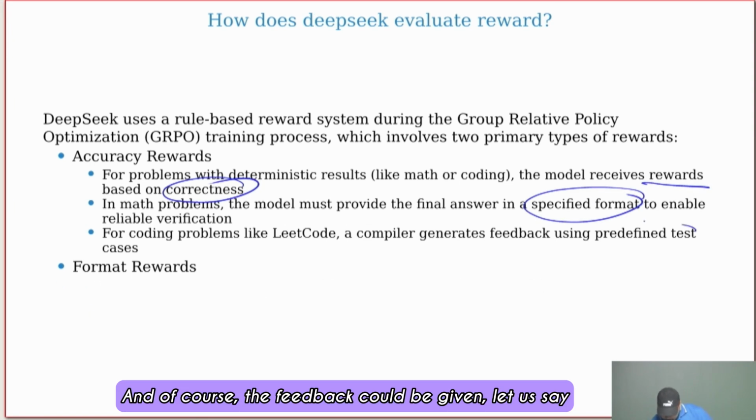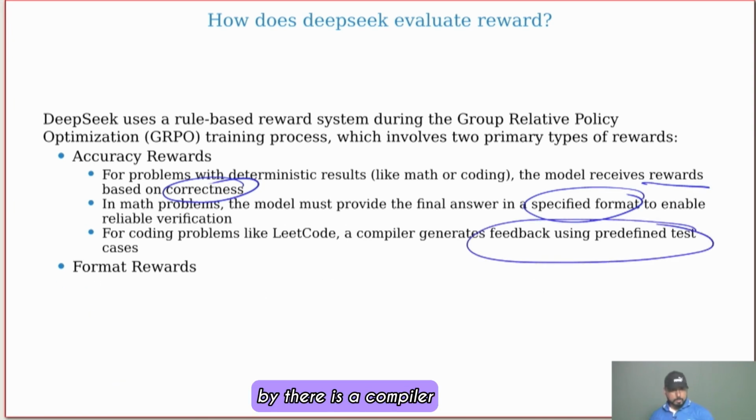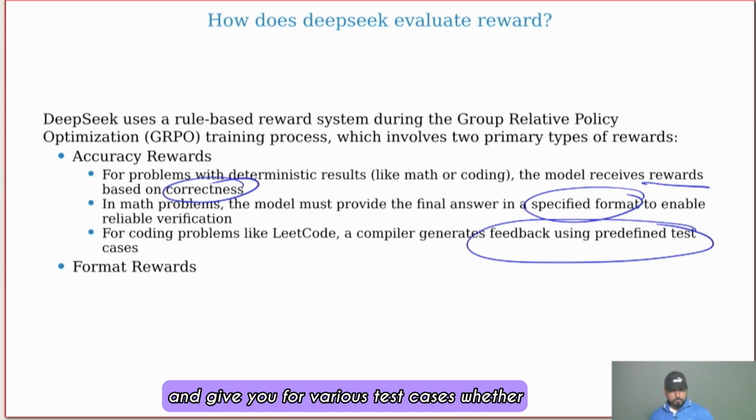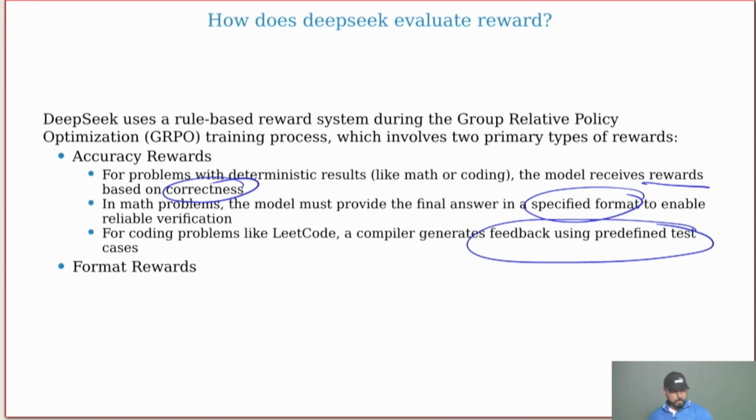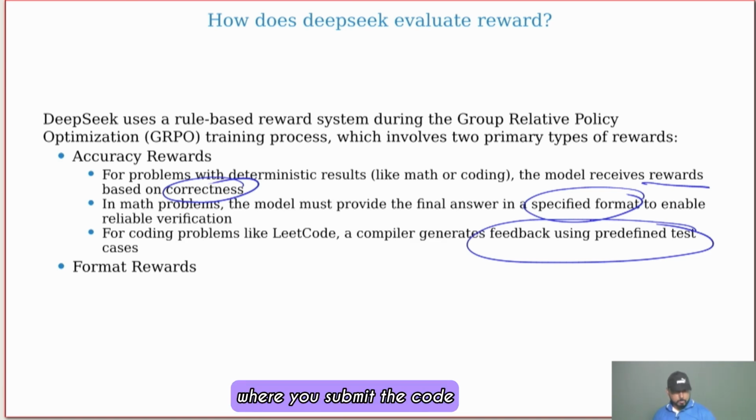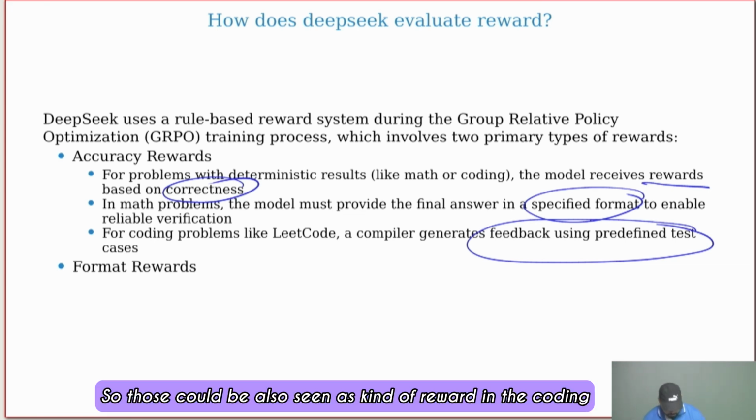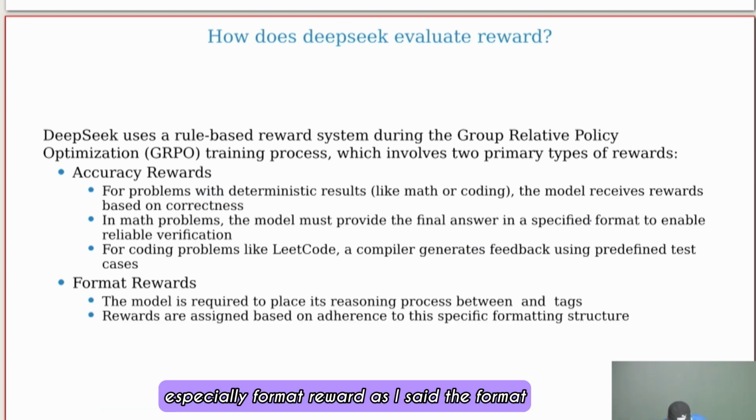And of course the feedback could be given, let us say, by a compiler that can run your code and tell you, for various test cases, whether your code works or not. So we know in online coding judges, you submit the code and they tell you whether your answer was correct or not. So those could also be seen as a kind of reward in coding, especially format reward.